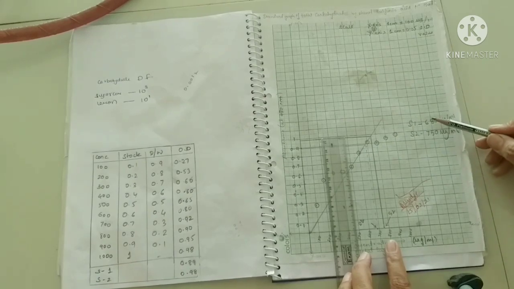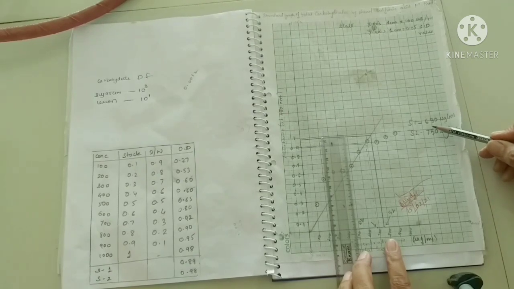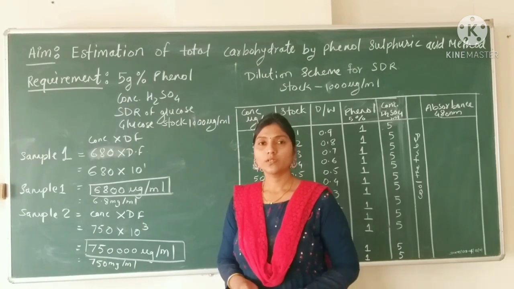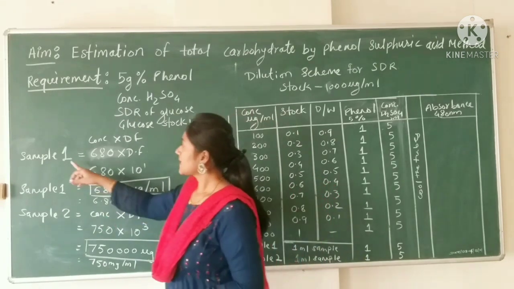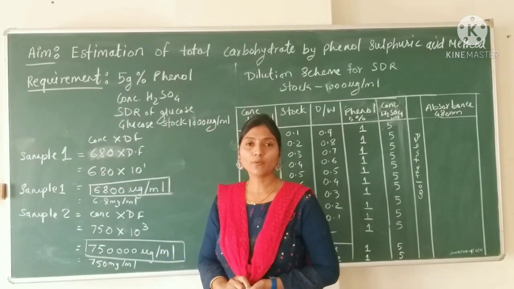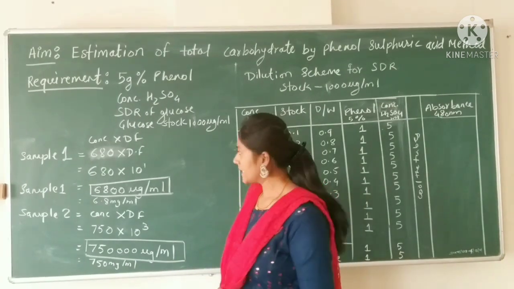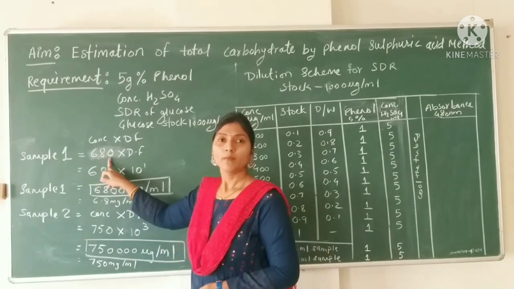But the two readings, whatever I got, I have to multiply that by the dilution factor. So I will tell you how to do it. So just now only we took the OD of the two samples. So sample 1, we got the OD, and from that OD we extrapolated that OD value, and we got the concentration of glucose on the standard graph. So the concentration, it was 680 micrograms per ml.